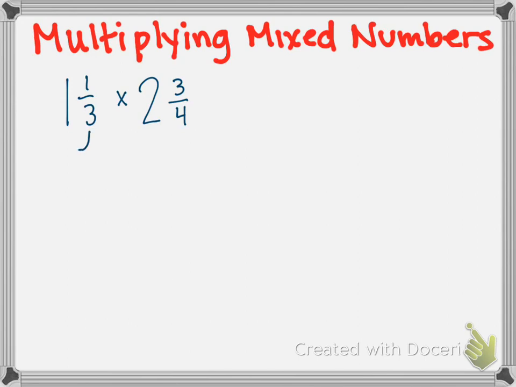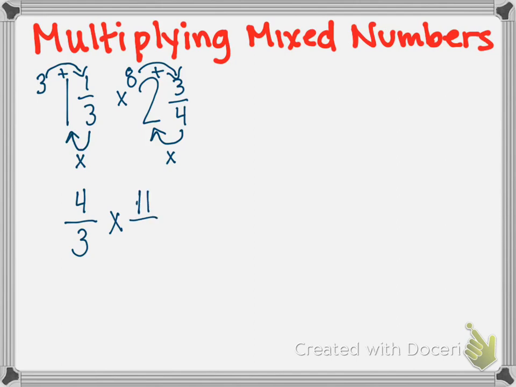So to do that, we're going to multiply 3 times 1, which is 3, and add 1. So we have 4, we keep our denominator, thirds, times 4 times 2 is 8. 8 plus 3 is 11. So we have 4/3 times 11/4. 4 times 11 is 44. 3 times 4 is 12.